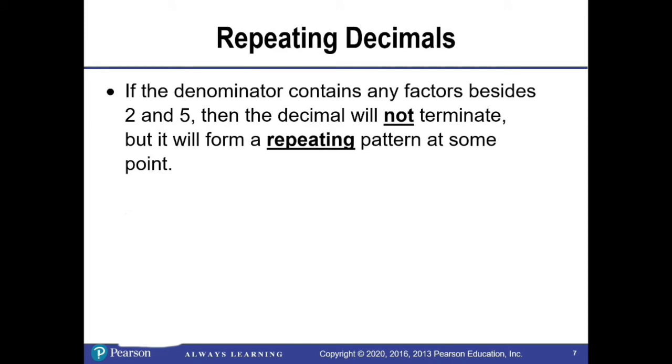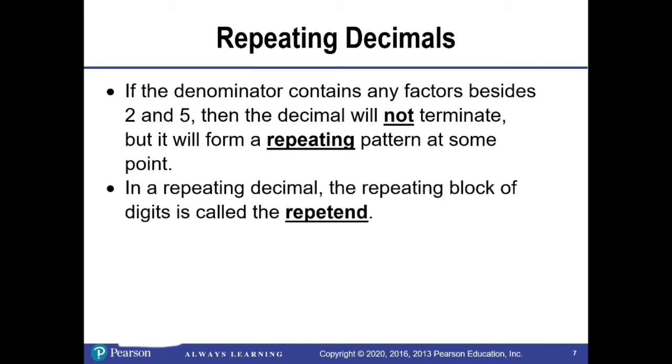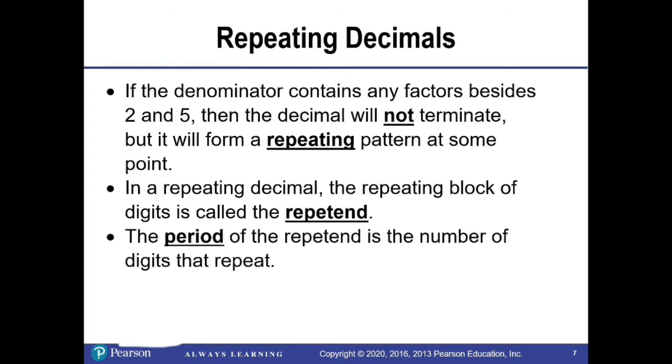So this is a decimal that doesn't terminate, but it has some pattern that at some point begins repeating. In a repeating decimal, the numbers that repeat are called the repetend, and the period of the repetend is how many digits repeat.